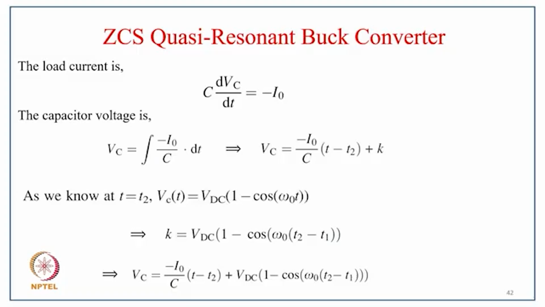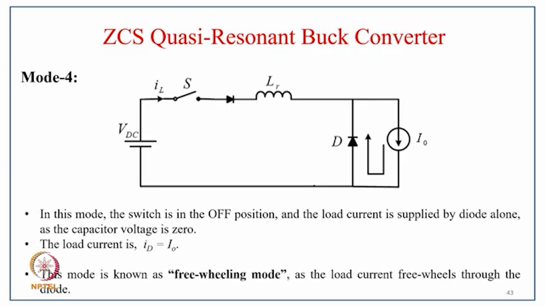Vc equal to integral of I0 upon C dt, or Vc equal to minus I0 upon C in bracket (t minus t2) plus K. At t equal to t2, Vc equal to Vdc in bracket (1 minus cos ω0 t), or K equal to Vdc in bracket (1 minus cos ω0 (t2 minus t1)), and Vc is equal to minus I0 upon C in bracket (t minus t2) plus Vdc in bracket (1 minus cos ω0 (t2 minus t1)).